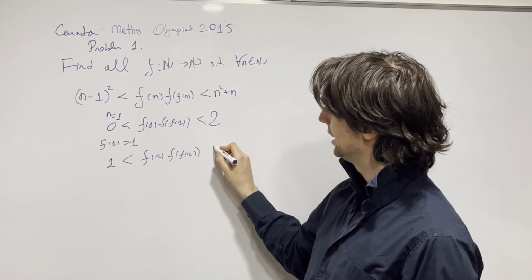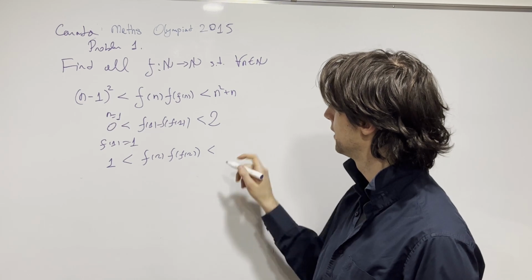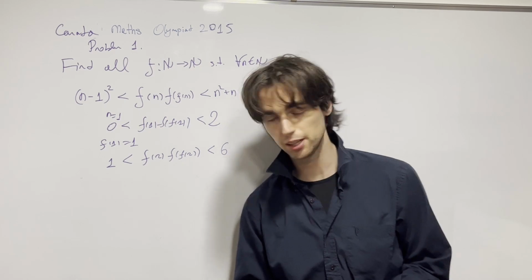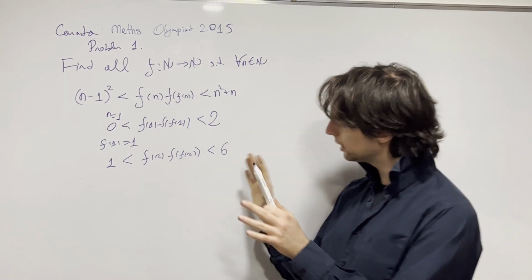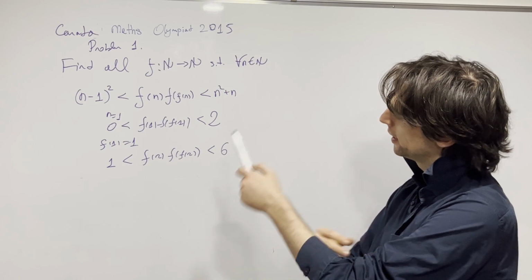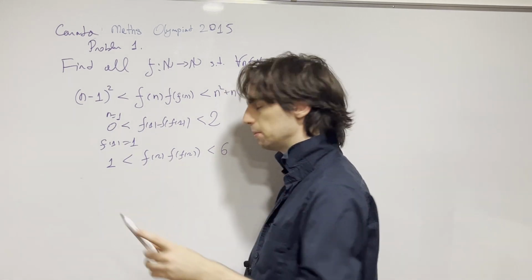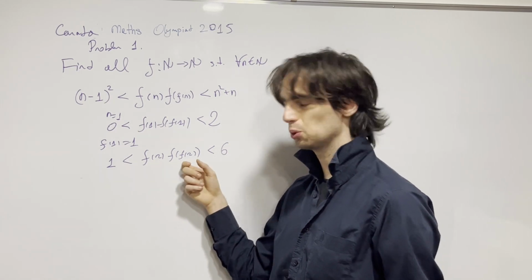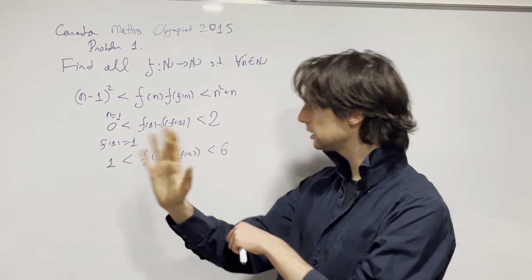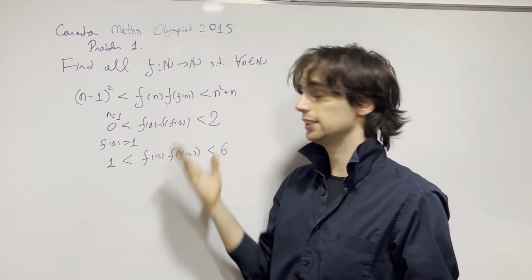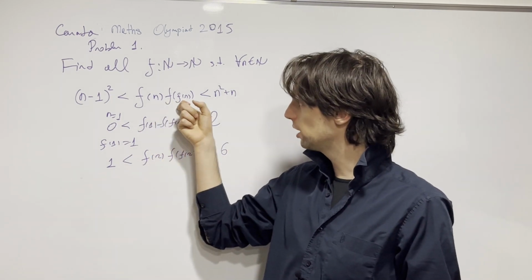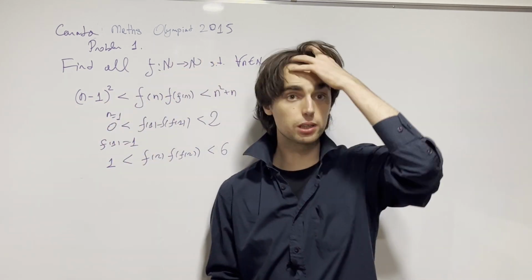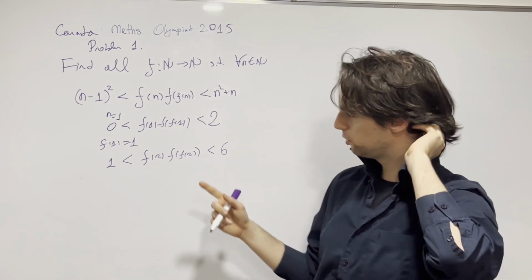And this is less than 6. What do we do here? Well, not to worry. Let's just see what this is. f of 2 cannot be equal to 1, because if it was 1, then this would be 1 times 1, so f of 2 isn't 1. Furthermore, f of n is never 1, because then this would be 1 times 1, and it would not be greater than (n minus 1) squared for any n greater than or equal to 2.